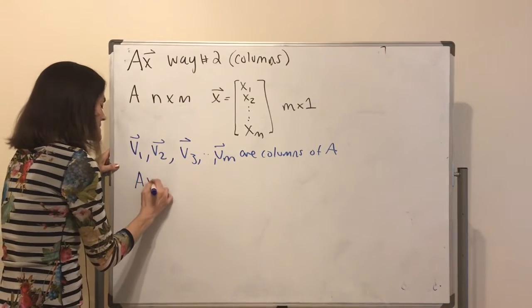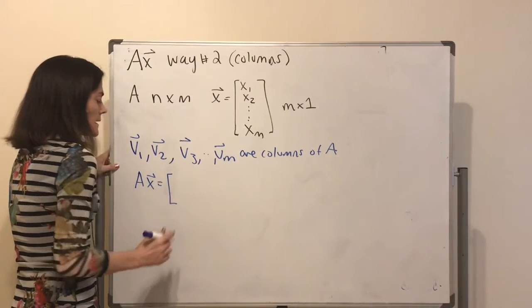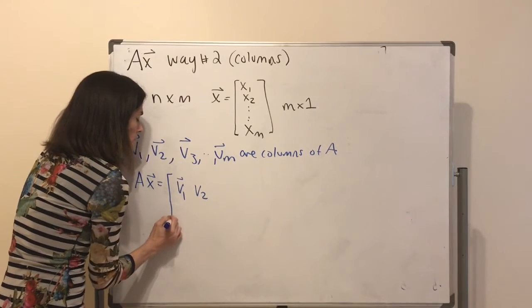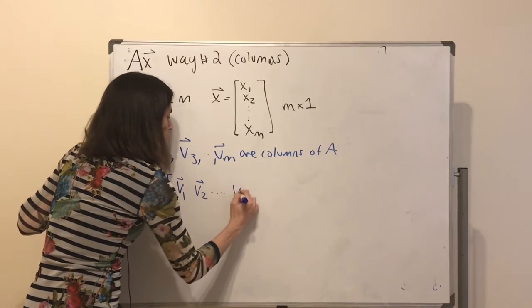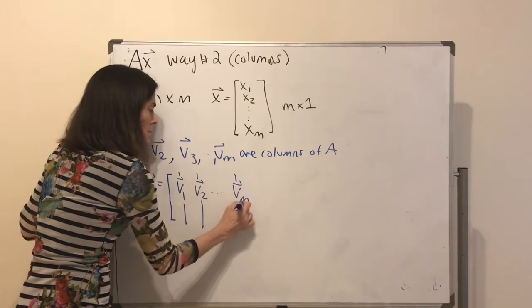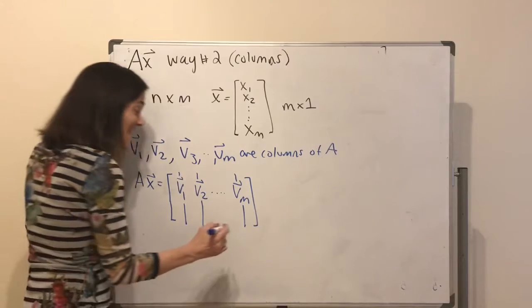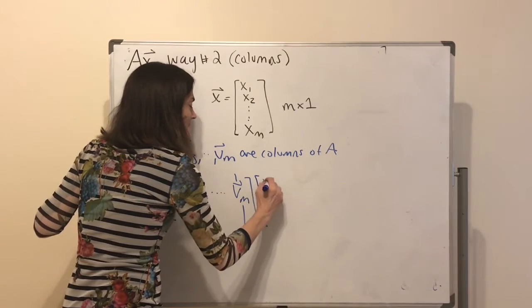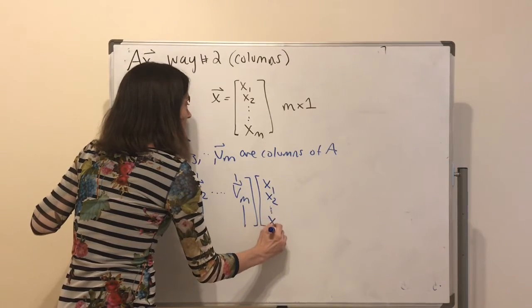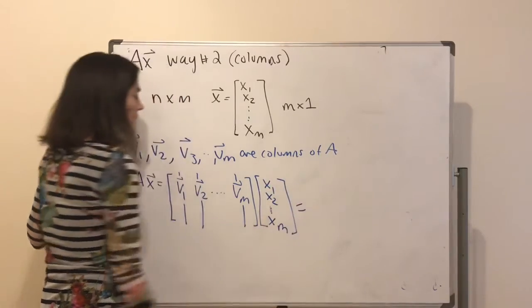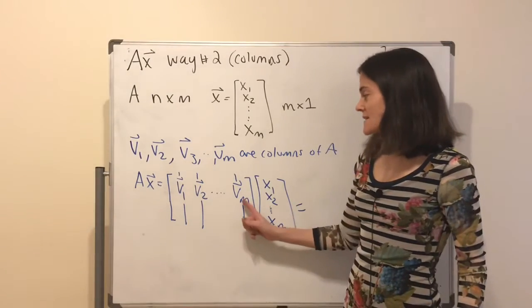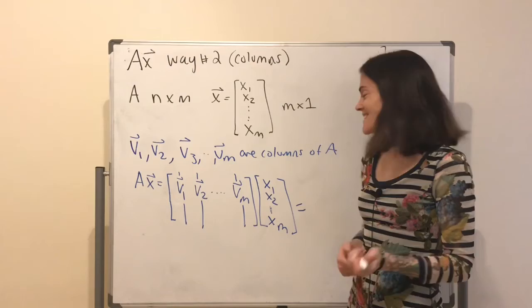Okay, so then if I make this AX, this product, now I've got to draw these as columns. So I have V1, I have V2, maybe I'll make this a little longer. I have VM, and they're columns. Okay, and then I multiply this by X, which is X1, X2, XM. Okay, and I mentioned this right over here, right before I erased. The only way that this is defined is if the number of columns is equal to the number of entries.